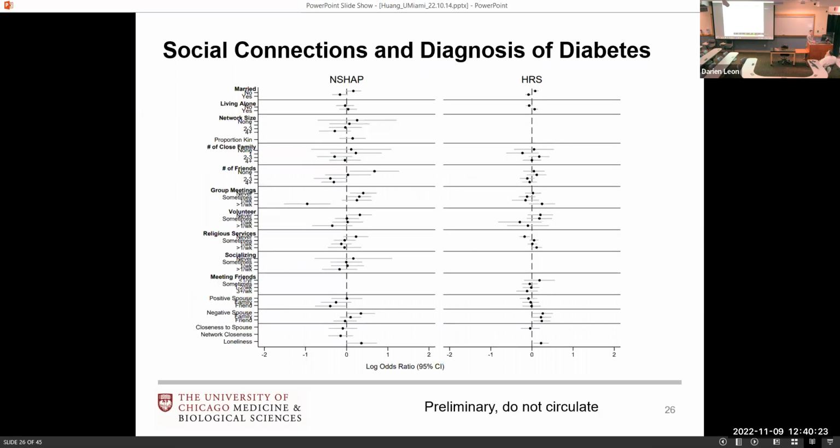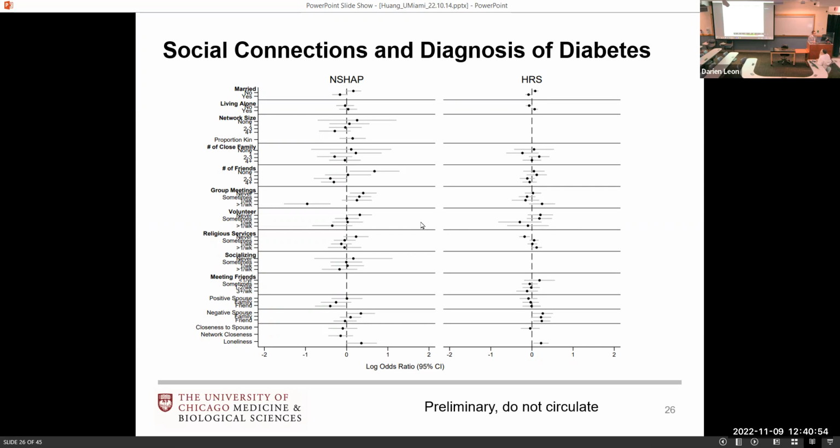So we have actually done this work using both the National Social Life, Health, and Aging Project, but also the Health and Retirement Study. This is an analysis showing the association between different social characteristics and the risk of going from no diabetes to diabetes over the 4 to 5 year period. And you'll notice most of the social factors actually hover around 0, so they're non-significant, but a couple stand out.